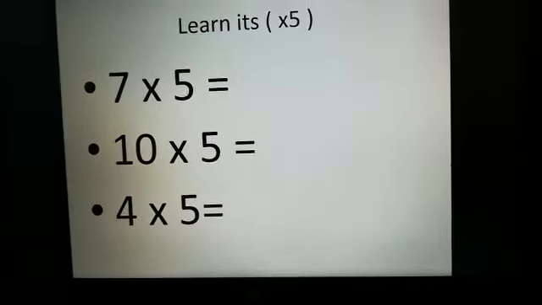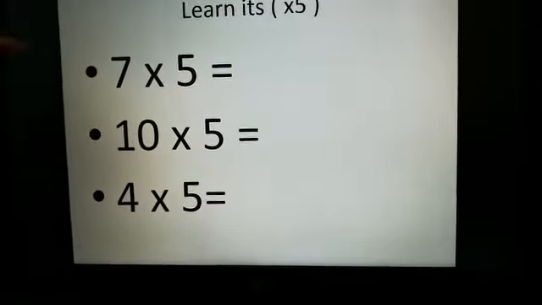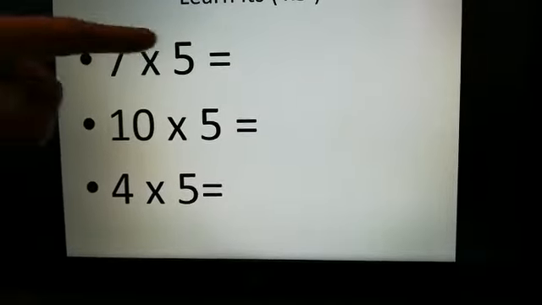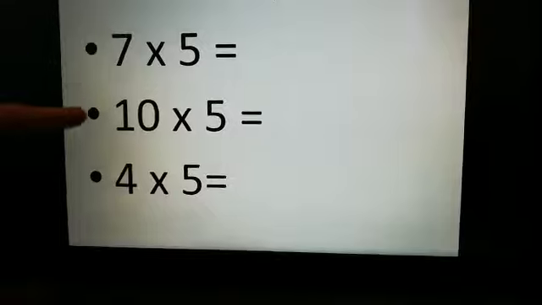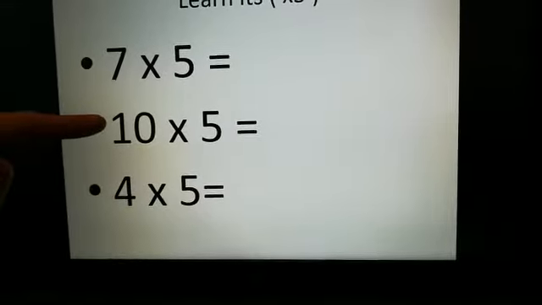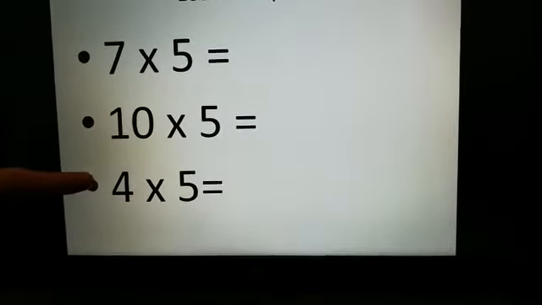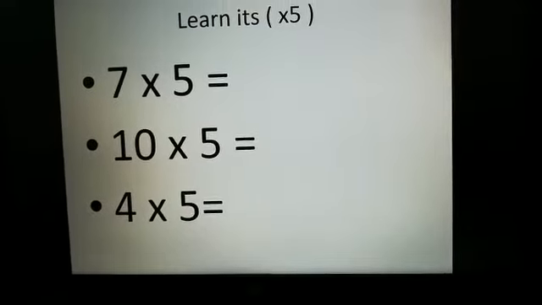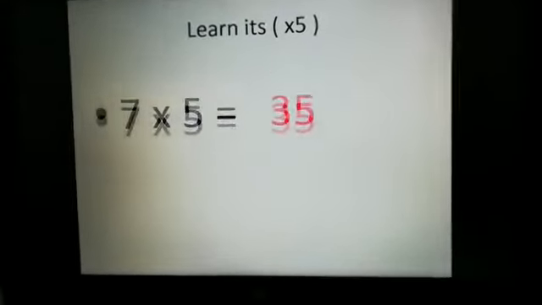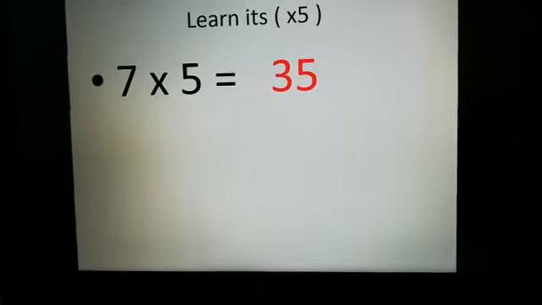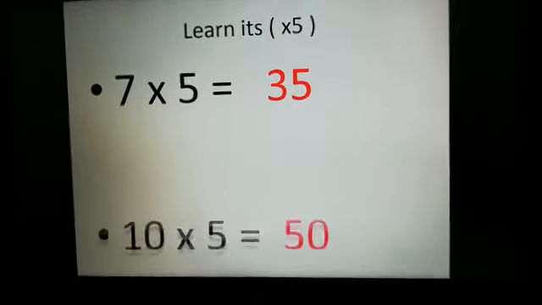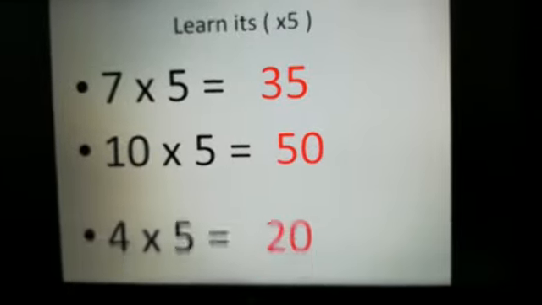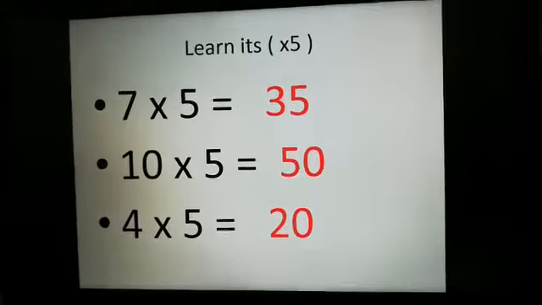But also remember with times, you can do the switcher. So 7 times 5 is the same as 5 times 7. 10 times 5 is the same as 5 times 10, and 4 times 5 is the same as 5 times 4. So you should have 7 times 5, 35, 10 times 5, 50, 4 times 5 is 20.